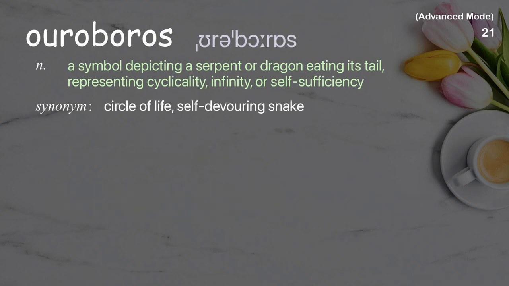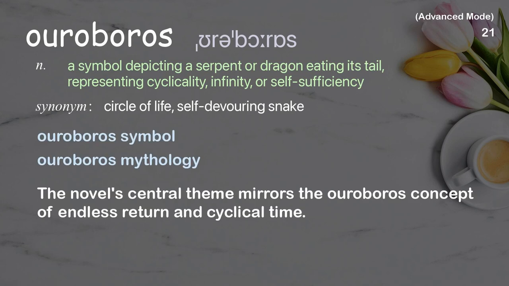Ouroboros. A symbol depicting a serpent or dragon eating its tail, representing cyclicality, infinity, or self-sufficiency. Examples: Ouroboros symbol. Ouroboros mythology. The novel's central theme mirrors the Ouroboros concept of endless return and cyclical time.